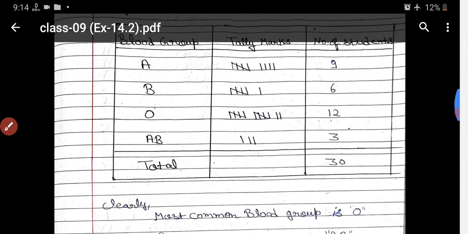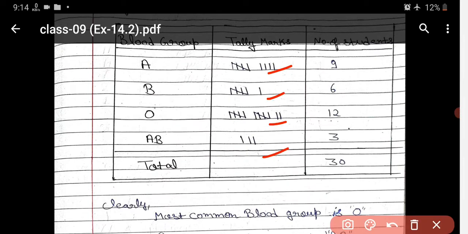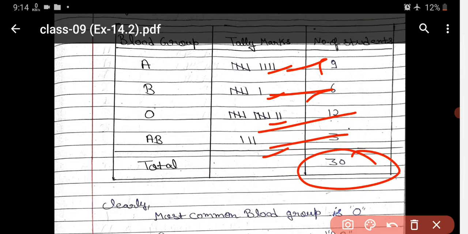In the last you will get the tally marks as I write here. And at the last you have to count. They are 9, they are 6, they are 12, they are 3. Just check, they are 30. It means your answer is correct.